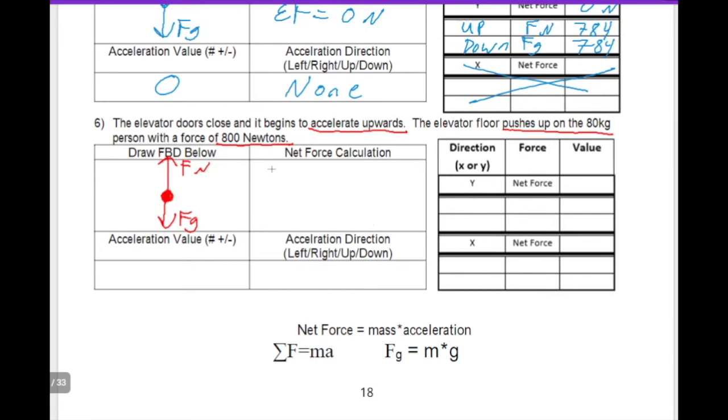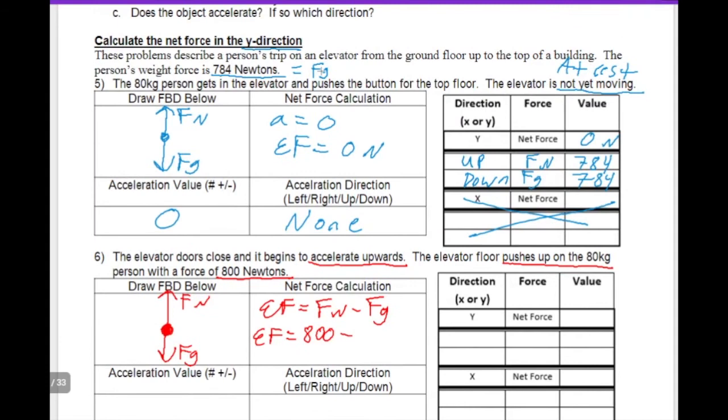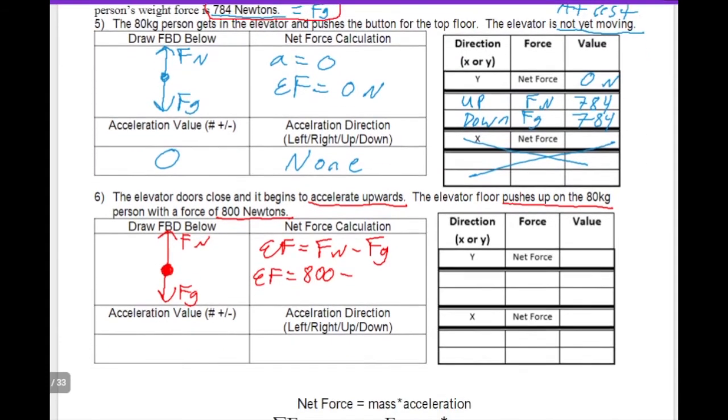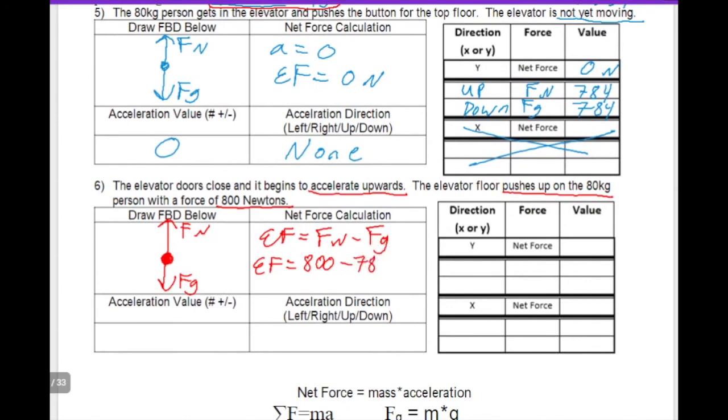So net force, we know that net force is equal to the forces that point up, force normal, minus the forces that point down, force gravity. And in this case, the force normal is 800 newtons because it tells us right there. Force gravity, well, we were told force gravity all the way back here in the beginning. Force gravity is just 784. So I'm going to write that over here. And then now I solve for net force. When I solve for that, I find out the net force should be 16 newtons.